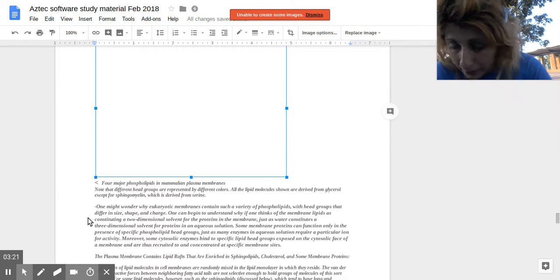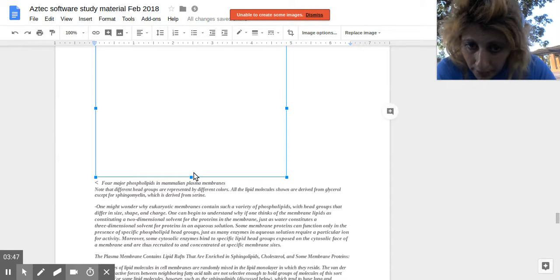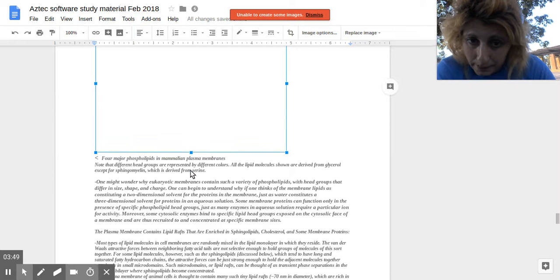So the head groups of phospholipids are crucial in determining the proteins and molecules that interact with them. Moreover, some cytosolic enzymes bind to specific lipid head groups exposed on the cytosolic face of a membrane, and are thus recruited to and concentrated at specific membrane sites.